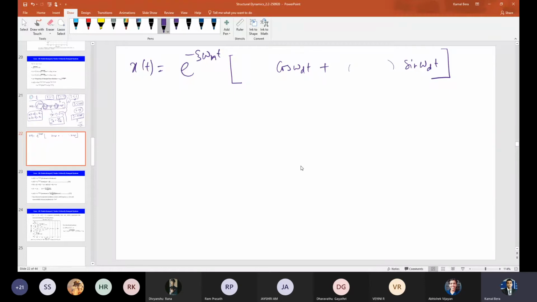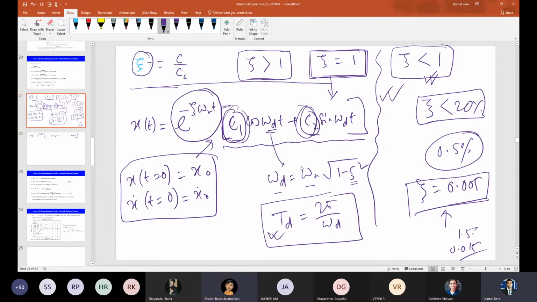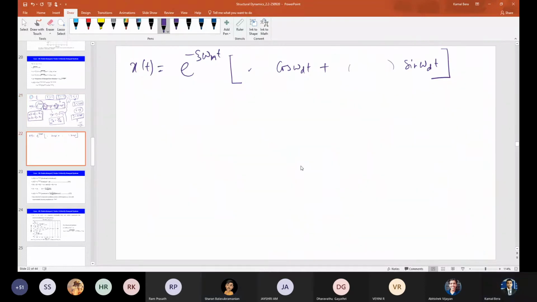I can see only very few people. What is C1? Sir, you can see the expression that x(t) is e raised to minus zeta omega n t whole multiplied by C1 cosine omega d t plus C2 sin omega d t. I am asking, find out C1. Sir, I'm getting C1 as x naught.